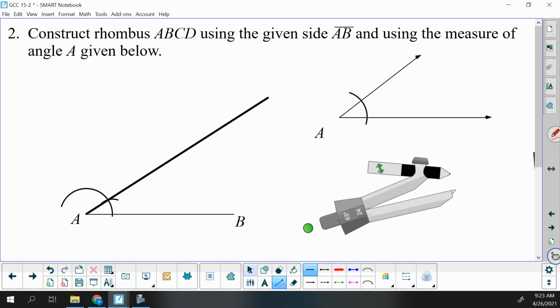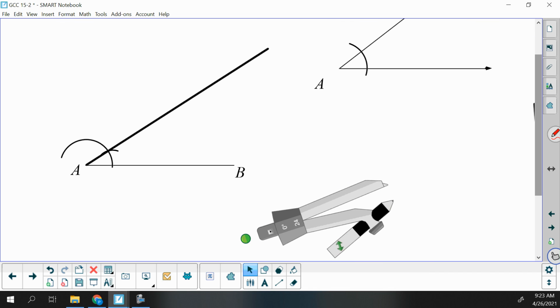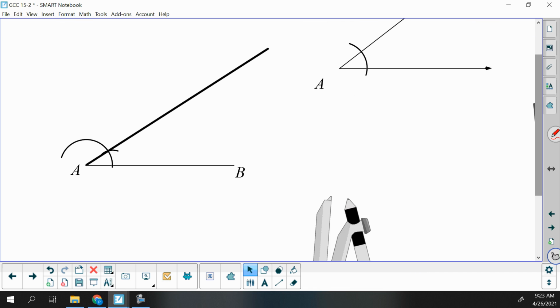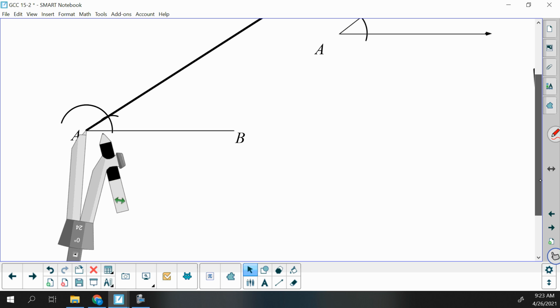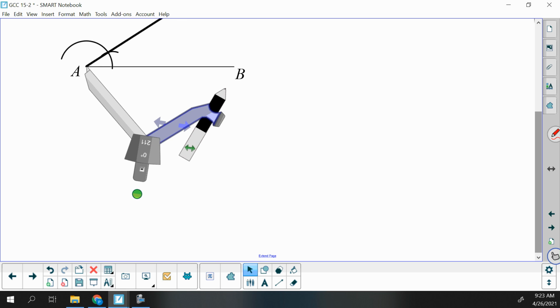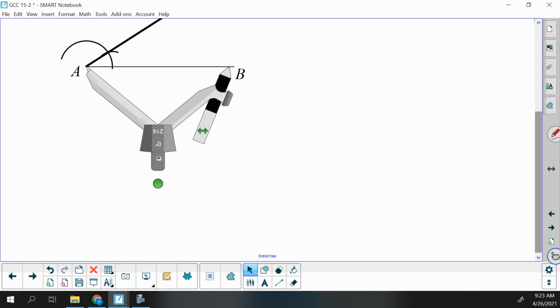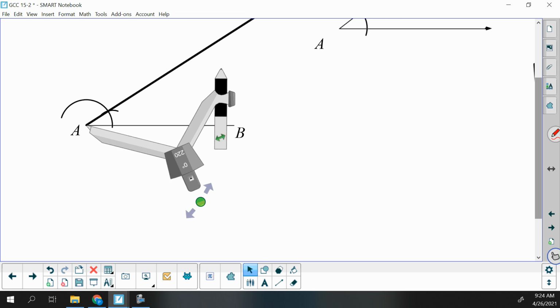So now a rhombus has 4 congruent sides. So we're going to set our compass to the length of AB. So we'll put our point on A and put our pencil over on B. So point on A, pencil on B. And what we're going to do is mark that length off on the other segment.